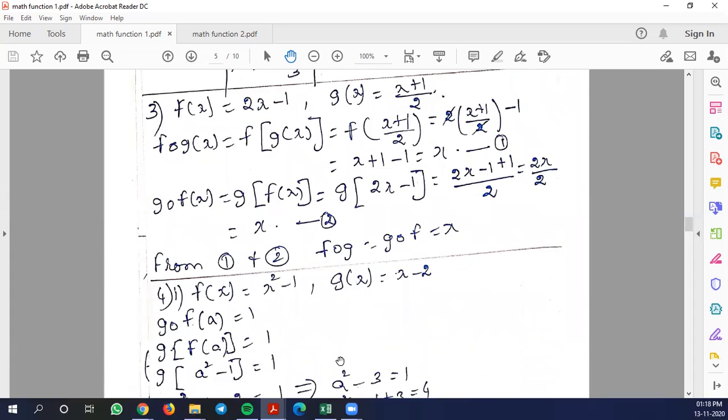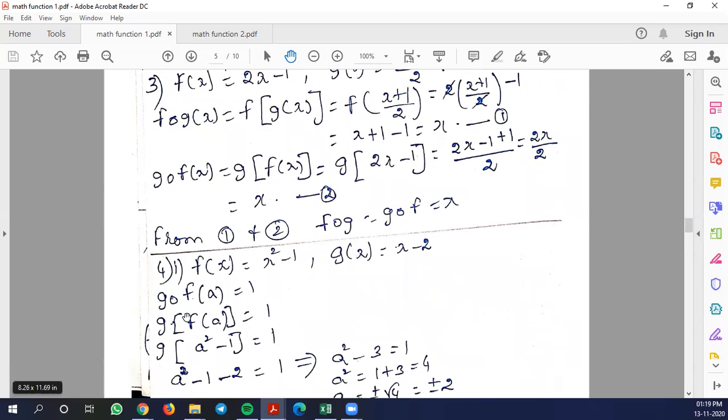Fourth, first sum, f of x equal to x square minus 1, g of x is x minus 2. Find a, if g of f of a equal to 1, it is given. So g of, what is f of a? F of a means in the place of x you have to substitute a. So g of a square minus 1 equal to 1, it is given.